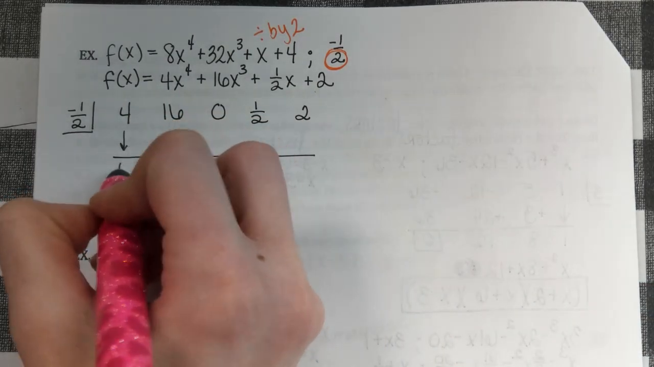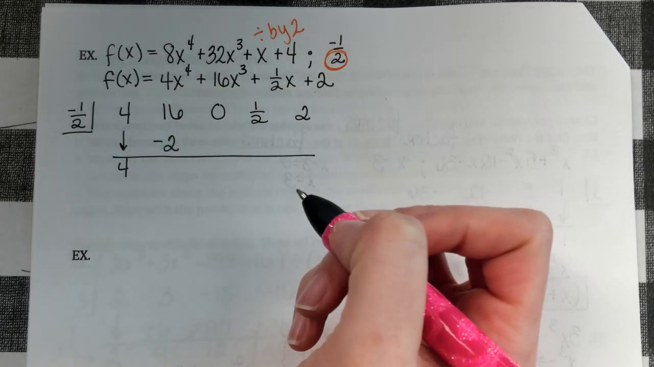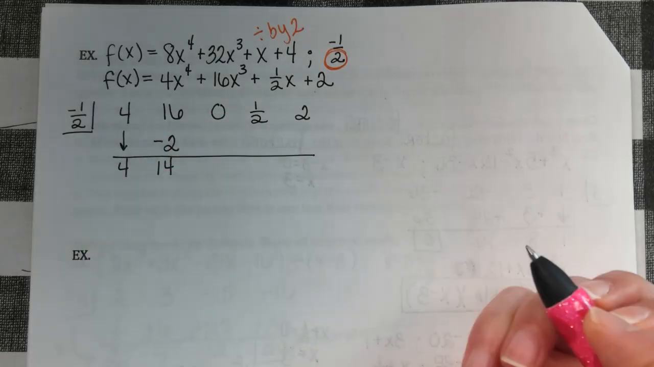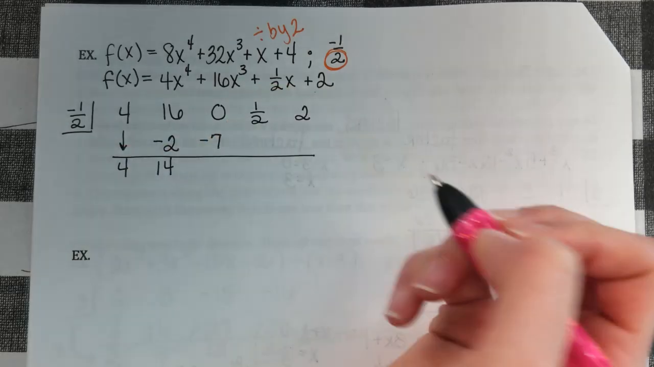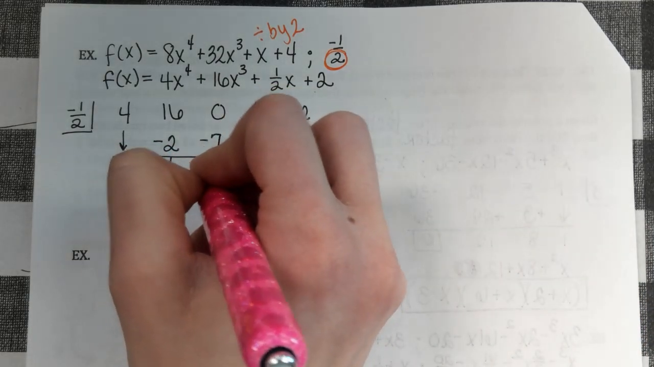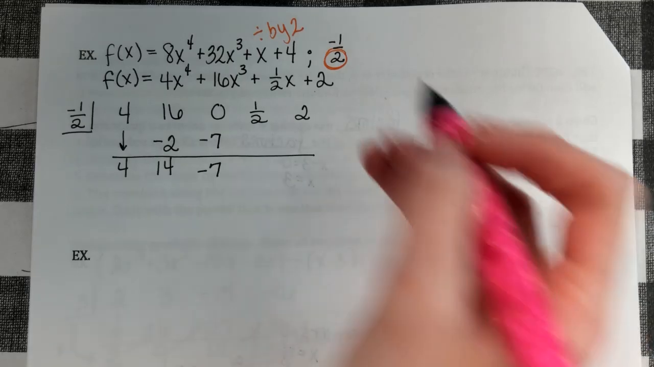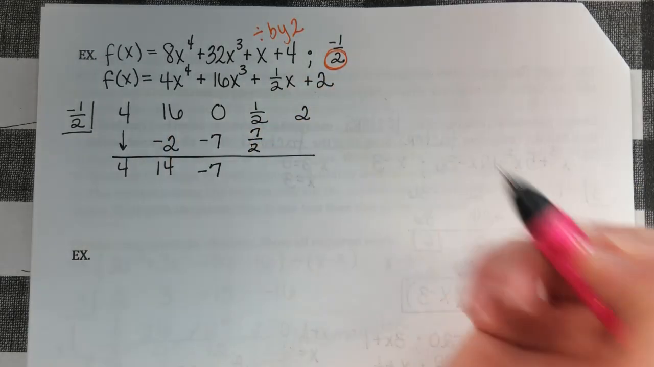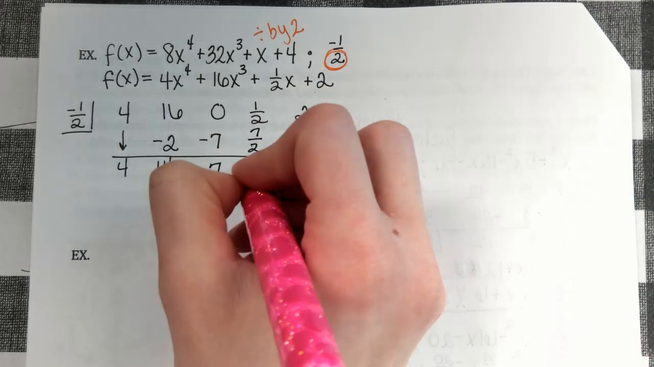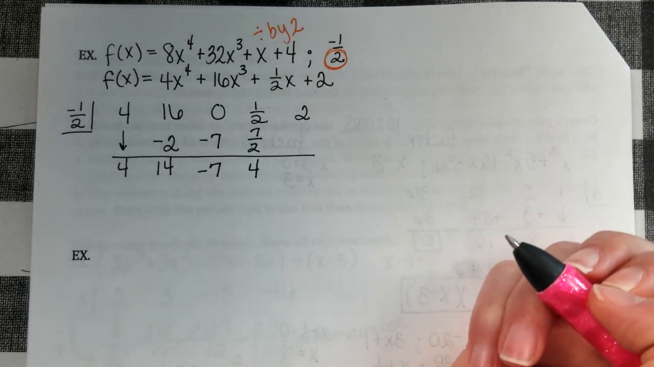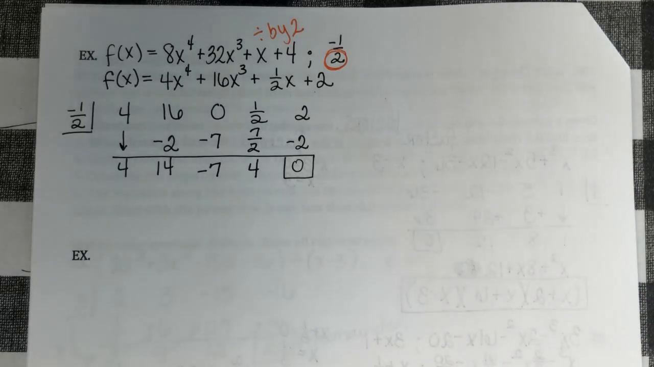So I bring down my 4. Negative 1/2 of 4 is negative 2. 16 minus 2 is 14. Negative 1/2 of 14 is a negative 7. 0 and negative 7 is negative 7. Negative 1/2 of negative 7 is a positive 7/2. Combine that with 1/2, and you get 8 over 2, which is 4. Negative 1/2 of 4 is a negative 2, which gives me the 0 I need. Okay.